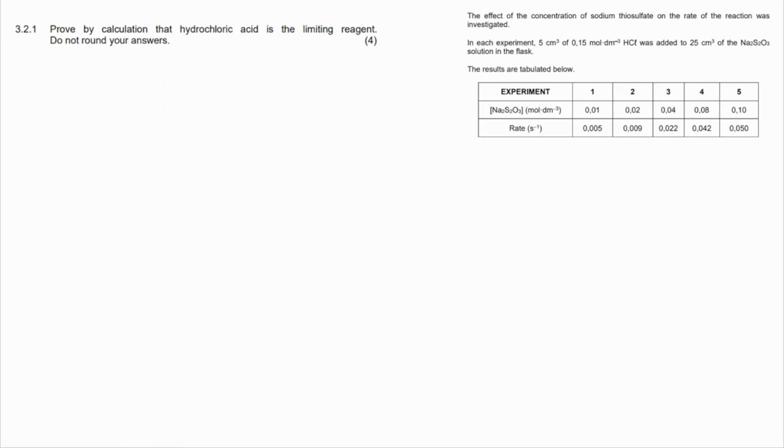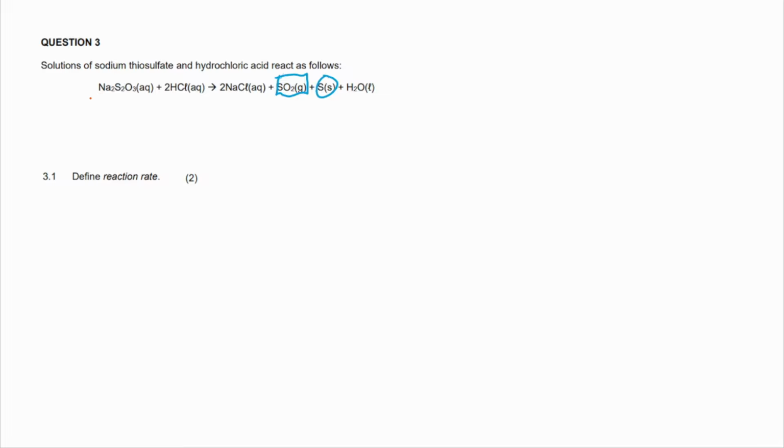They say prove by calculation that hydrochloric acid is a limiting reagent. Do not round your answers. Okay, so let us have a look. Whenever we're doing limiting reagent, it's not that complicated. What we do is we just look on the reactant side, we calculate the moles of this, the moles of that, and then we compare. We compare what do we have and what do we need.